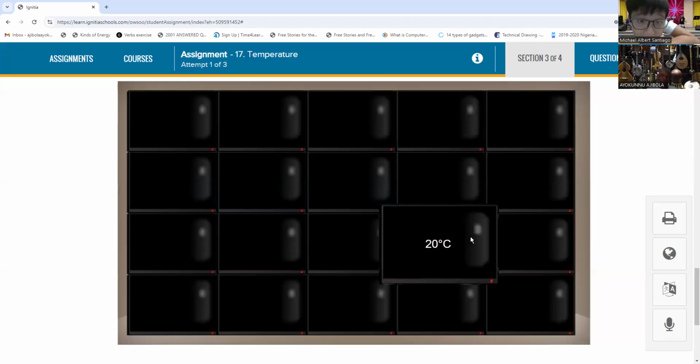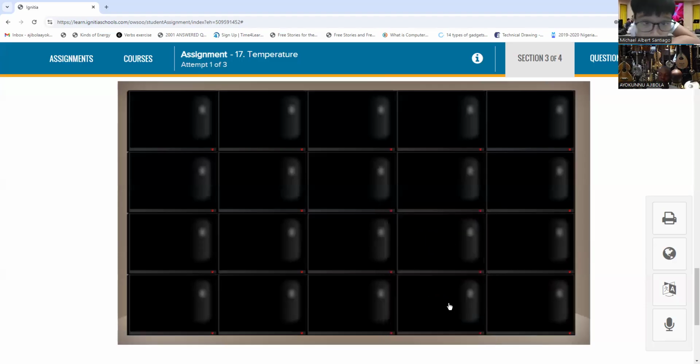This one is 20. So 20 degrees C to Fahrenheit. What do we do? We're going to say 20 times 1.8, okay? And that will be 36. 36 now plus 32 is going to give us 68. So this is 68.